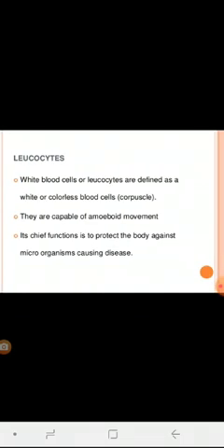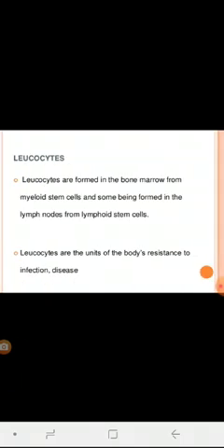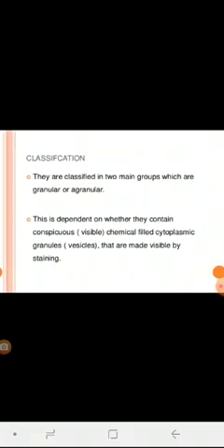Leukocytes are one of the white blood cells. They are colorless blood corpuscle cells, capable of amoeboid movement. Their chief function is to protect the body against microbes. Leukocytes are formed from the bone marrow from myeloid stem cells, and in lymph nodes from lymphoid stem cells. Leukocytes are the units of the body's resistance to microbes.